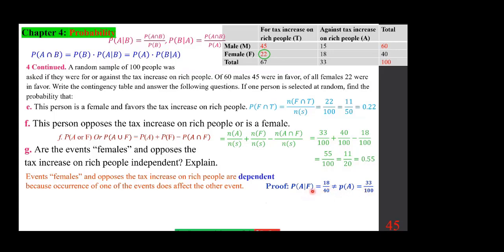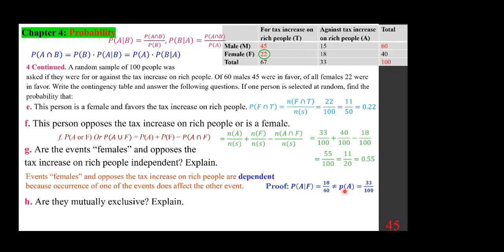But they are not. See, probability of A given F. So take a look at F, 40. How many A's? 18. So 18 over 40. I didn't even bother to reduce because I'm checking to see if it's equal to probability of A. The denominator is 100. A would be 33. These two numbers are not equal. Therefore, they are not independent. Independency means conditional probability, probability of A given F, is equal to marginal probability of A. They are not independent.